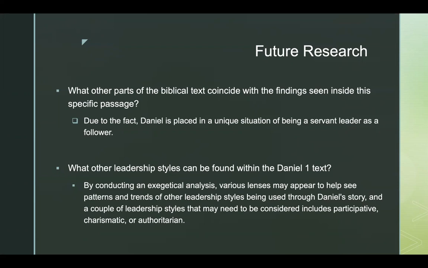Now, another idea for future research may inspire researchers to see what other leadership styles can be found within the text of Daniel chapter 1. By conducting an exegetical analysis, various lenses may appear to help see patterns and trends of other leadership styles being used throughout Daniel's story. A couple leadership styles that may need to be considered include participative, charismatic, and authoritative. All three of these, in the context of socio-rhetorical analysis, specifically within the social and cultural texture, could exhibit numerous ways of evaluating leadership styles.